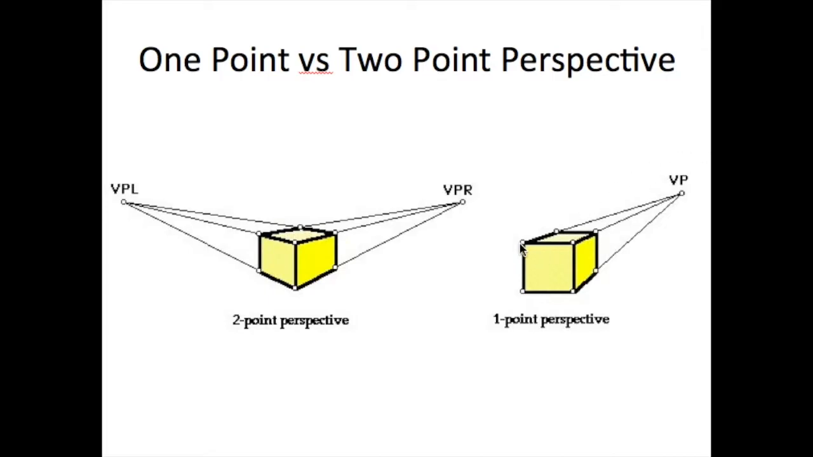The difference is with the 1-point perspective cube, the cube is facing us. We're looking directly at it, and we've got one vanishing point. With 2-point perspective, we're looking at the corner of the cube. That's the part that we see first, and we have 2 vanishing points leading off into the left side and the right side of the image. This guy does a much better job of explaining it.